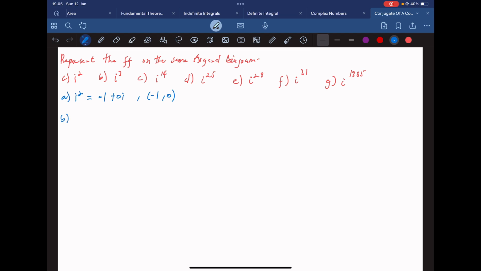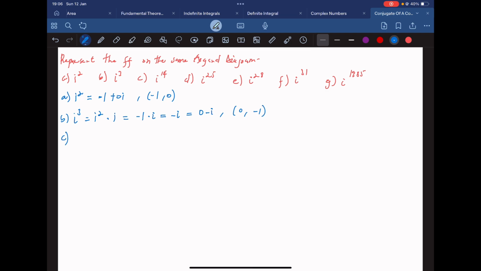Let's move on to B. i cubed is the same as i squared multiplying i. Remember, this has an exponent of 1, so with indices, if you add, you get i cubed, right? Okay. So we know that i squared is -1. We are multiplying it by i. -1 times i is just -i. And remember, this is the same as writing 0 minus i. So in coordinate form, the real part is 0 and the complex part is -1. So this is what we have.